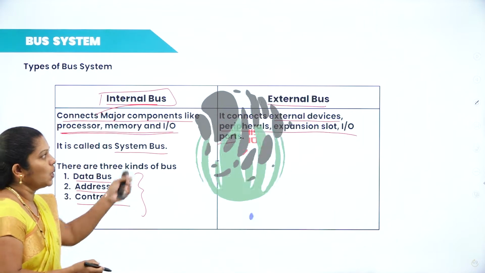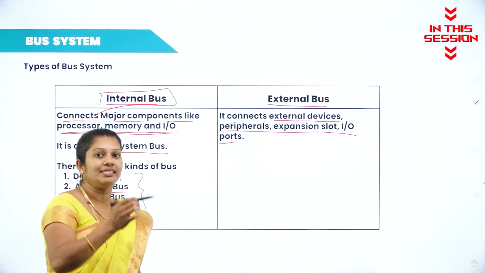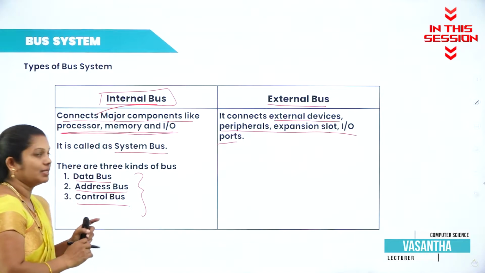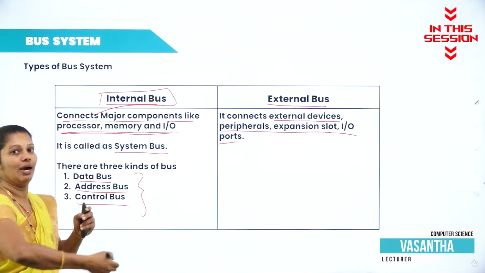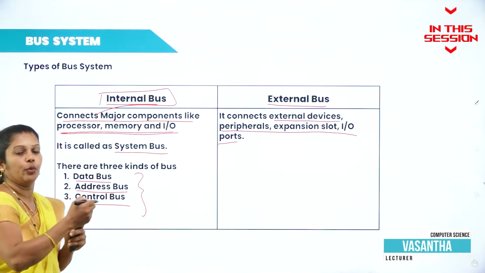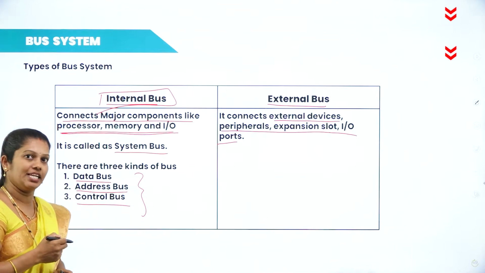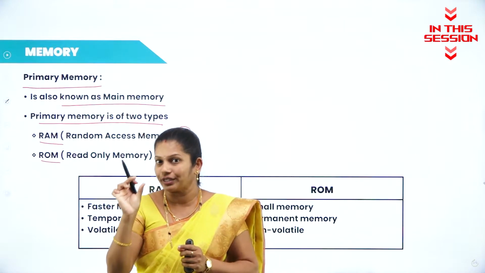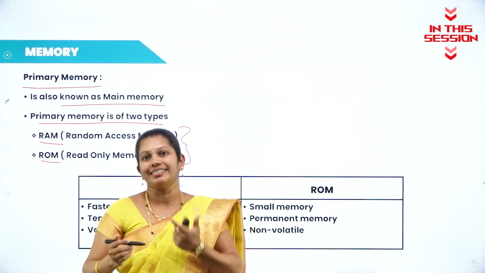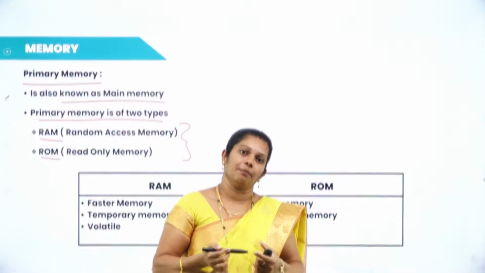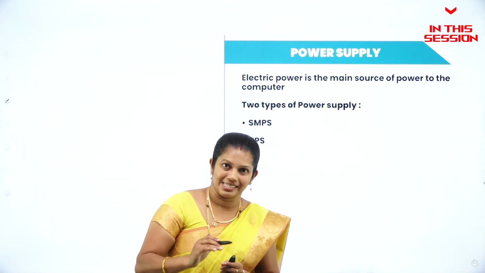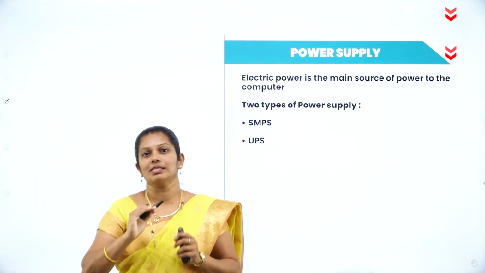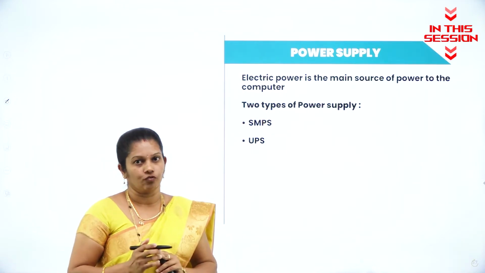Whereas external bus helps to connect the external devices, internal bus helps to connect the internal devices like processor, memory, input, output, all those things. When you switch on the system, it will take a little bit of time to switch on. That time can be called booting time. If I want to run the system, then we must need power supply to all the components of the computer.